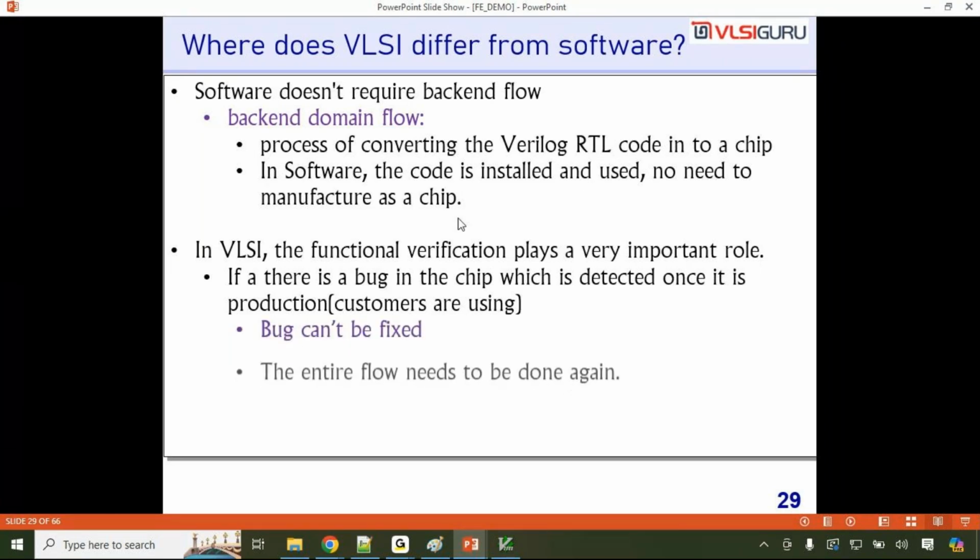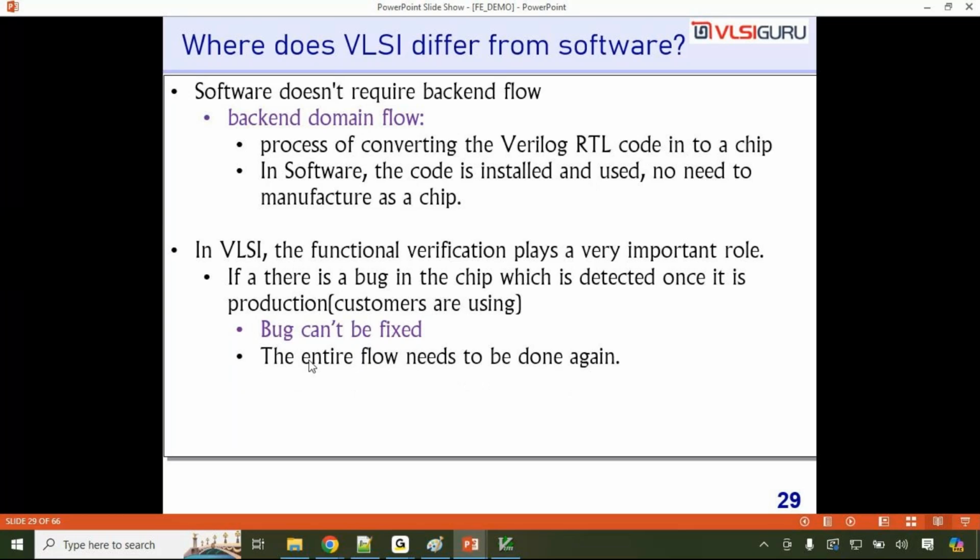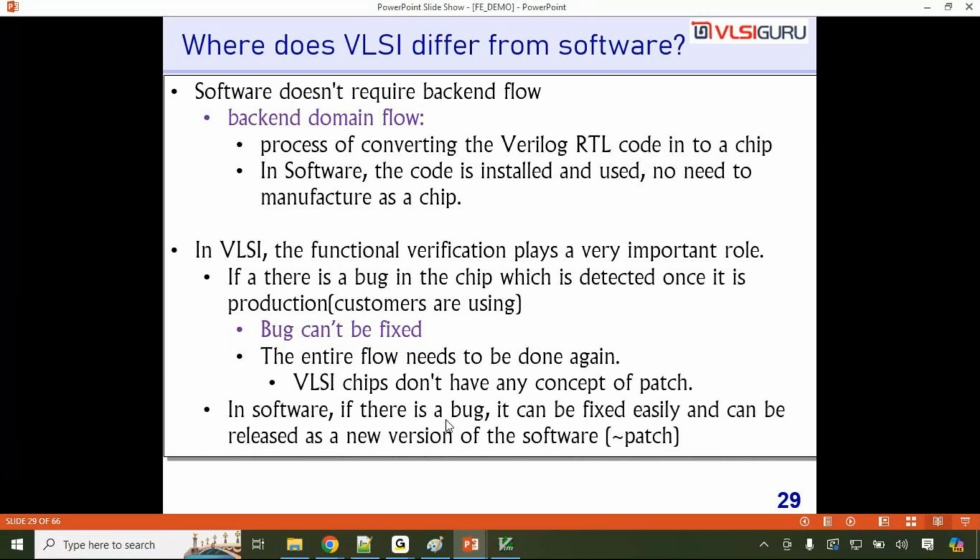The bug can't be fixed in VLSI. The entire flow needs to be done again. VLSI chips don't have a concept of a patch. If you have a bug, you cannot release a patch and fix the bug in the chip. Whereas in software, if there is a bug, it can be fixed easily and released in a new version of the software called a patch. They keep releasing patches, right?